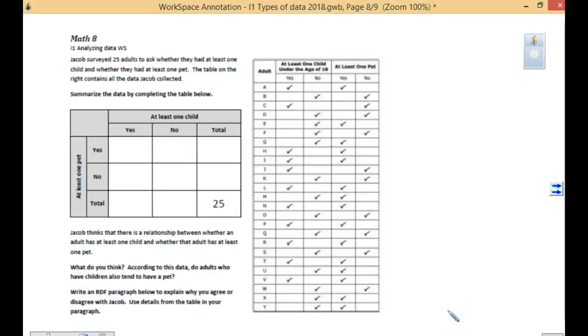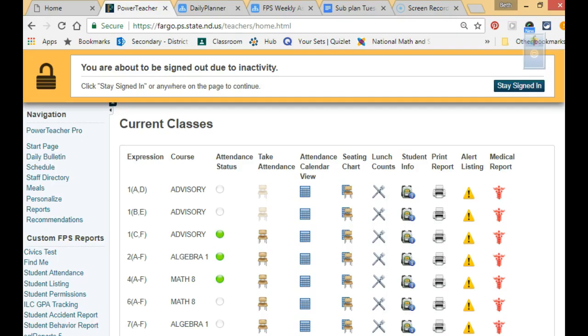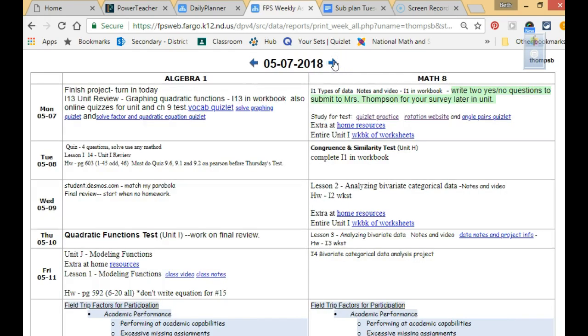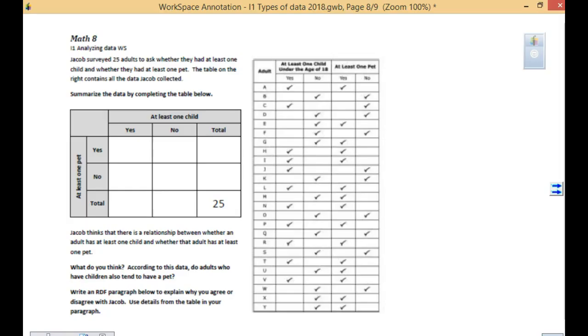So, on the inside cover of your workbook, I need you today to write 2 yes/no questions in the front cover of your workbook that you would like to survey people on, and their answer has to be a yes/no. And my example to you is this. This is your first page of homework. You only have this page.